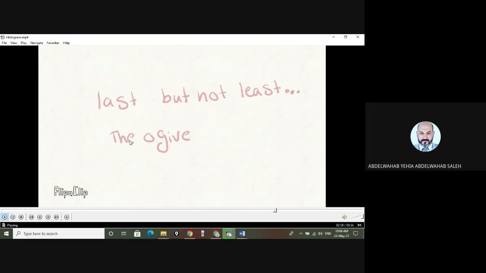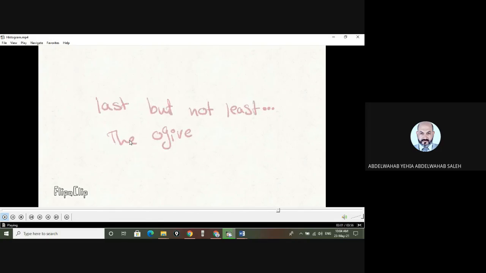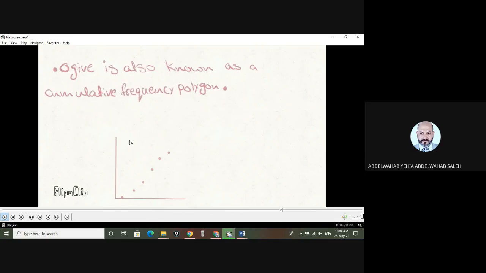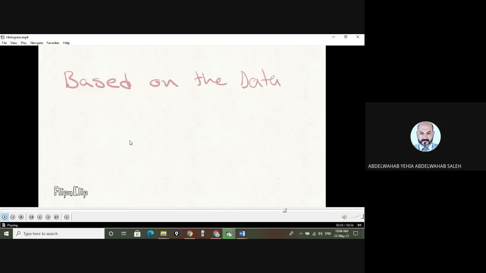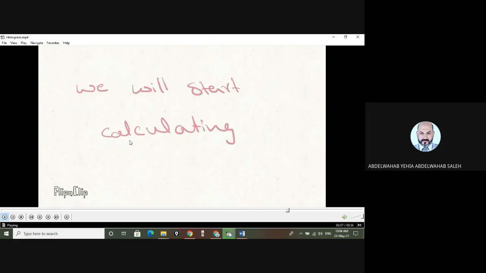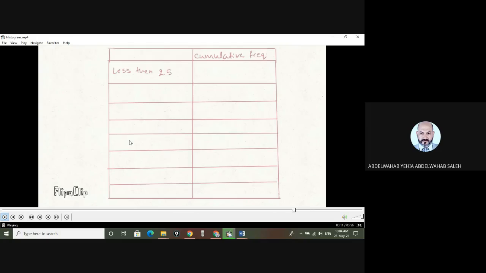Last but not least, the ogive. Ogive is also known as the cumulative frequency polygon. Based on the data we will start calculating. We will go ahead and start writing the cumulative frequency. After we have found the answers, you will start graphing.